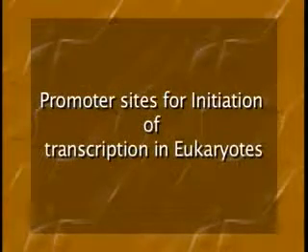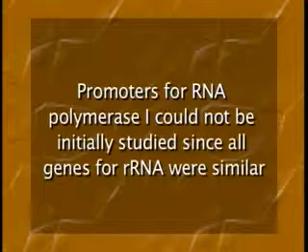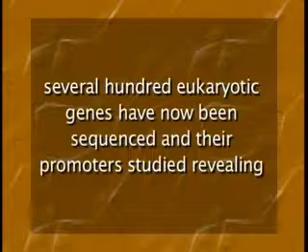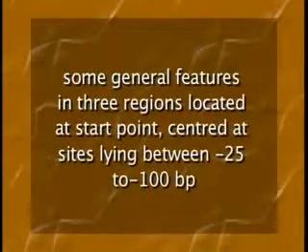Promoter sites for initiation of transcription in eukaryotes. Promoters of RNA polymerase I could be studied first since all genes for rRNA were similar. Promoters for RNA polymerase III, on the other hand, had some unusual downstream promoters. However, for RNA polymerase II, several hundred eukaryotic genes have now been sequenced and their promoters studied, revealing some general features in 3 regions located at the start point, centered at sites lying between -25 to -100 base pair.